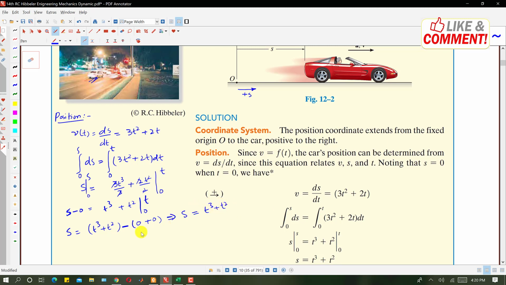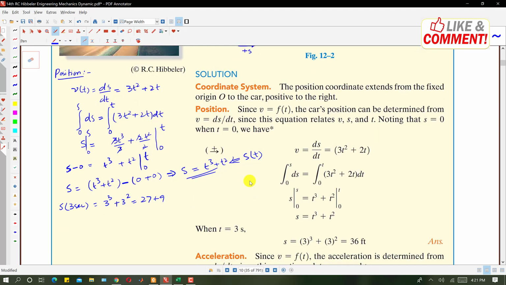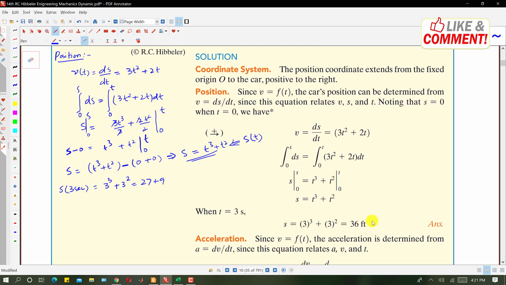Now we are asked to find the position after 3 seconds. This is the s of t function. So for s after 3 seconds, we need to put t equals 3 in this equation. Then this is 3 to the power 3 plus 3 square, so this is 27 plus 9, which comes out to be 36 feet. So the position after 3 seconds for this car will be 36 feet. This is the one solution: after 3 seconds, the car reaches 36 feet from the origin.